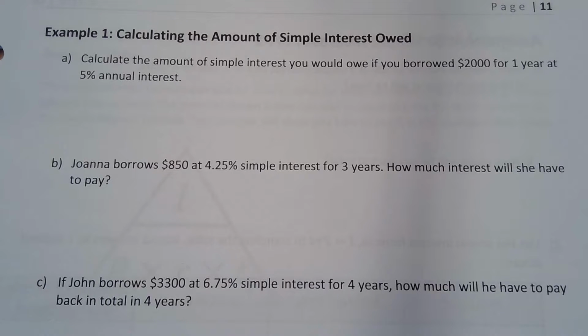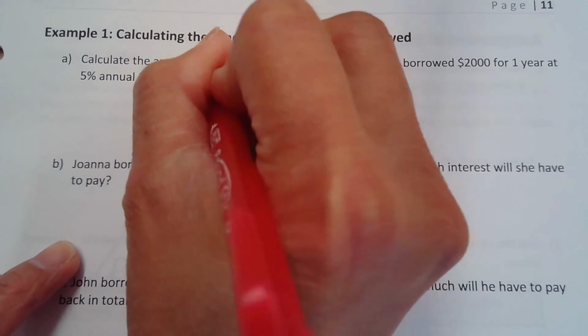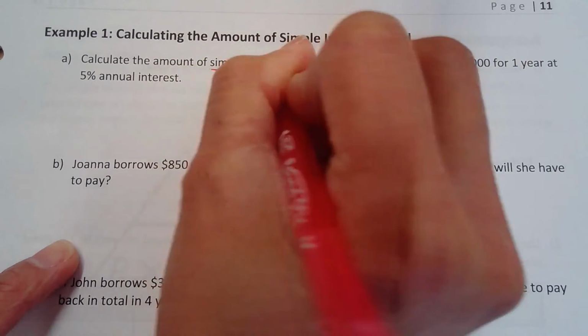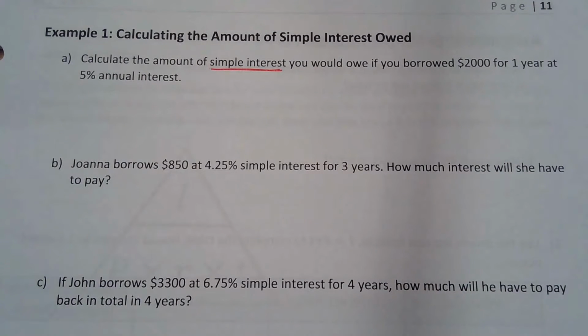Highlight or underline the words simple interest. The reason why is because there's a different kind of interest later that we're going to do. Okay, simple interest. Highlight simple interest, or underline. Simple interest that you would owe if you borrowed $2,000.